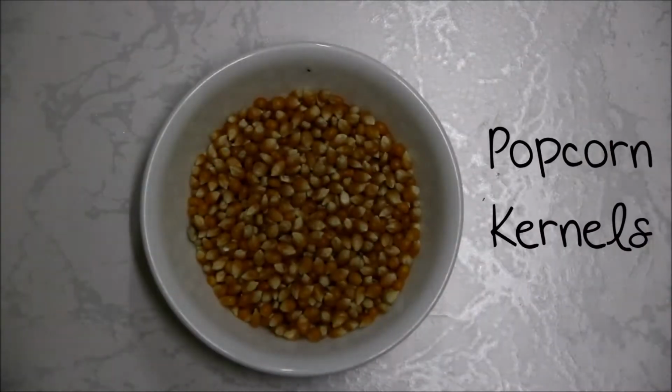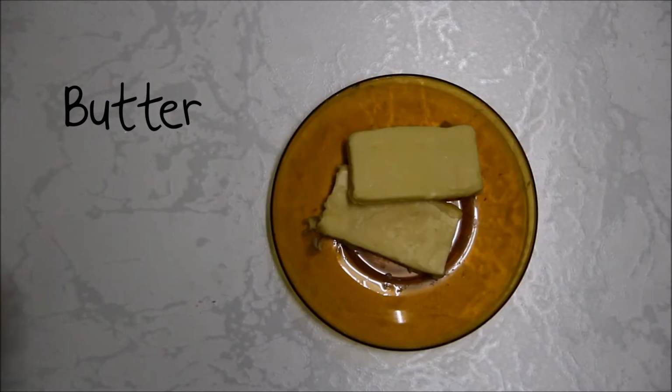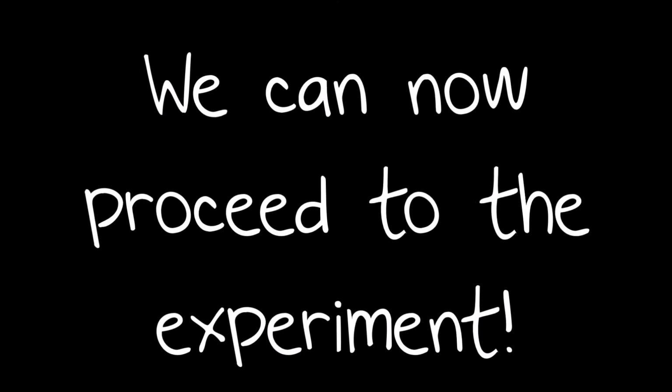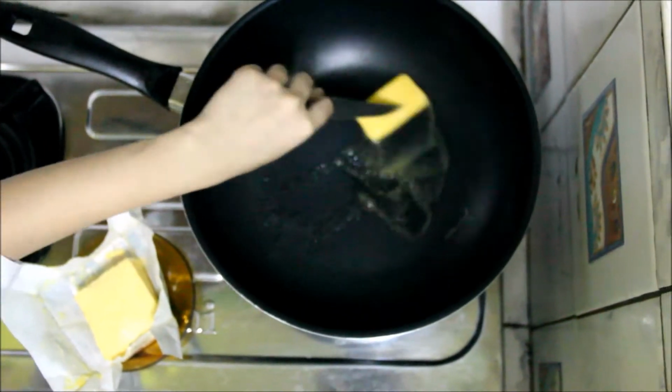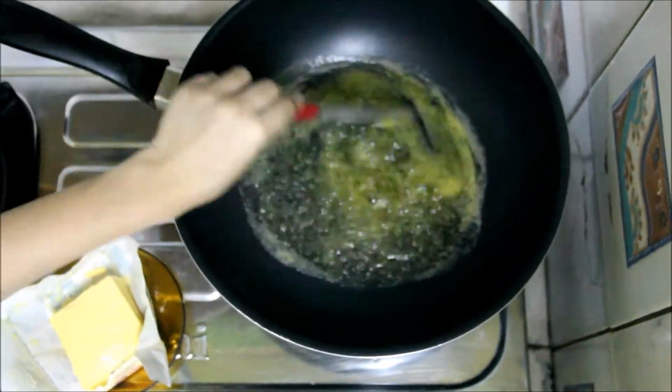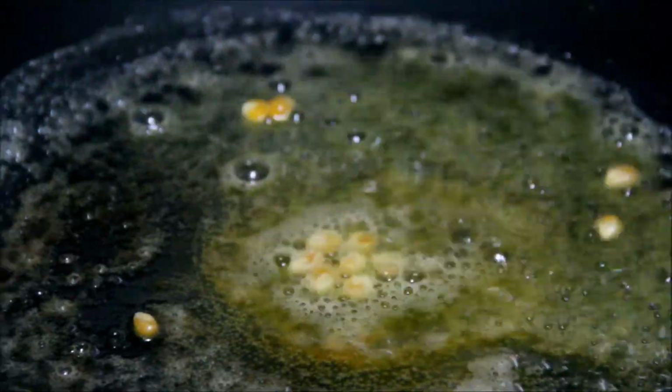KMT! For our second experiment, the materials we'll be needing are popcorn kernels, butter, and iodized salt. We can now proceed to the experiment. First, you melt the butter in the pan. Then, you add the kernels to the melted butter. Wait for a few minutes and observe what happens.